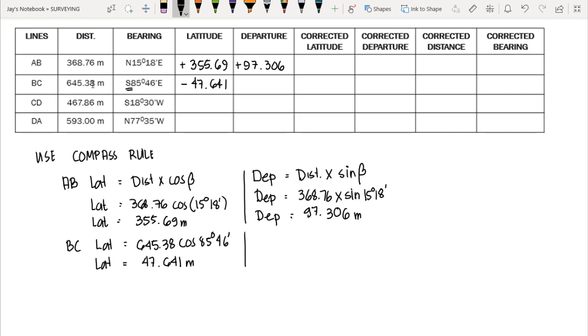For the departure of the traverse BC, the departure is equal to 645.38 times sine of the bearing angle, which is 85 degrees 46 minutes. So the departure here is equal to 643.619 meters. And we know that our traverse direction is along the east side, therefore that is positive.